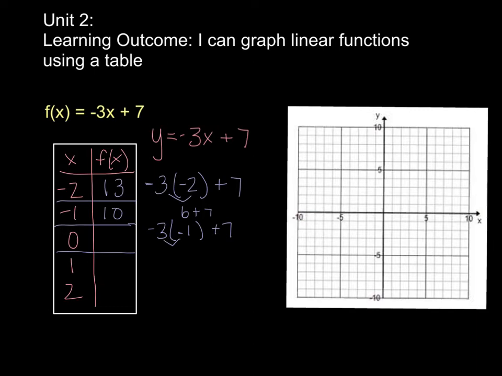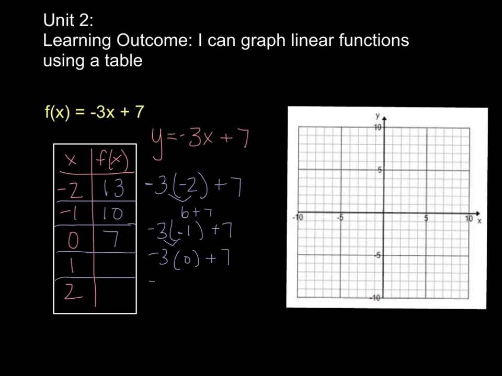Okay, plugging in 0. Negative 3 times 0. Well, I know that's going to be 0. Plus 7 is 7. Okay, so I expect to see all of this work. Okay, do you have to have this part? No, but you have to show me what you're substituting in. Okay, moving right along.